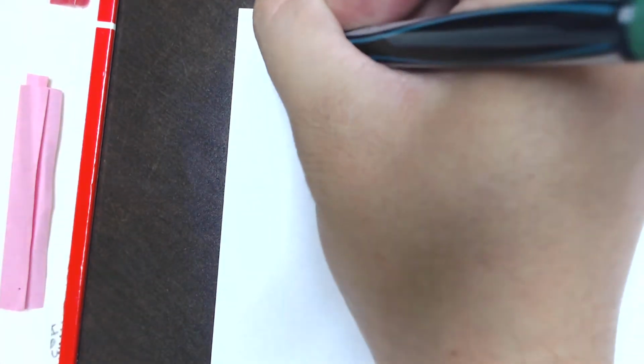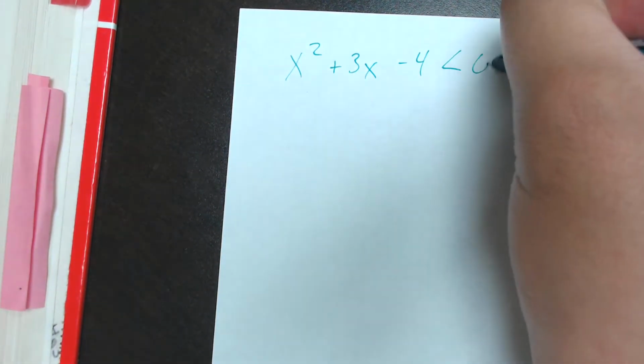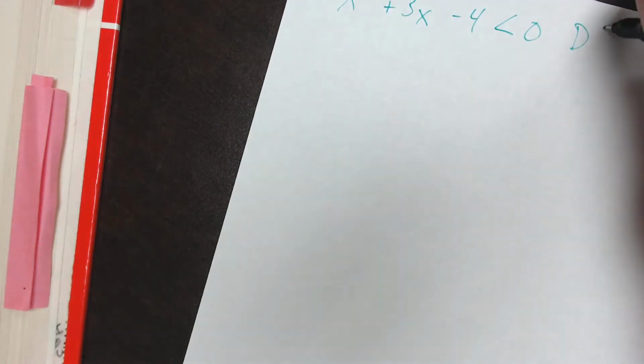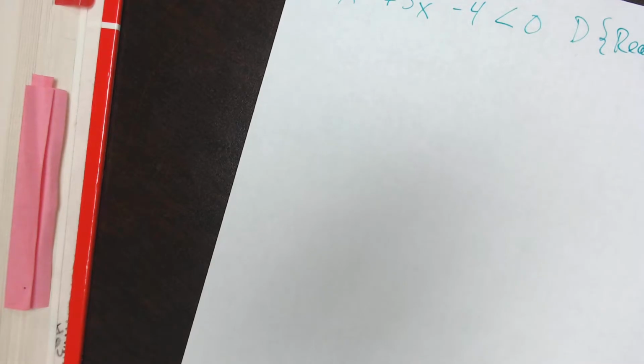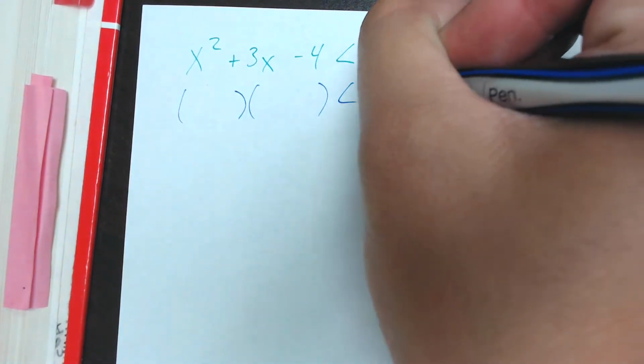So first example, we've got x squared plus 3x minus 4 is less than 0, and the domain is in the set of reals. Okay, so we start off by factoring this into a set of parentheses.